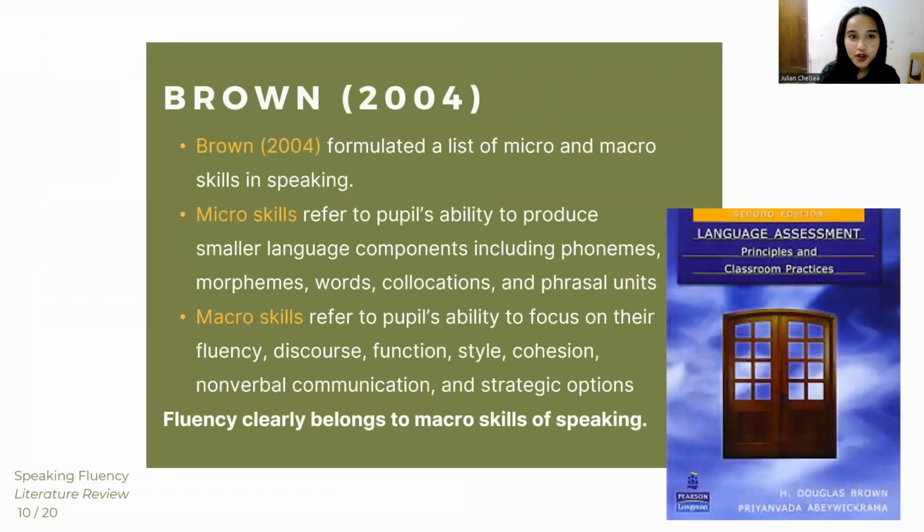Brown in 2004 formulated a list of micro and macro skills in speaking. Micro skills refer to pupils' ability to produce smaller language components, including phonemes, morpheme, words, collocation, and phrasal units, while macro skill refers to pupils' ability to focus on their fluency, discourse, function, style, cohesion, nonverbal communication, and strategic option. We are dealing with fluency, which clearly belongs to the macro skills of speaking.